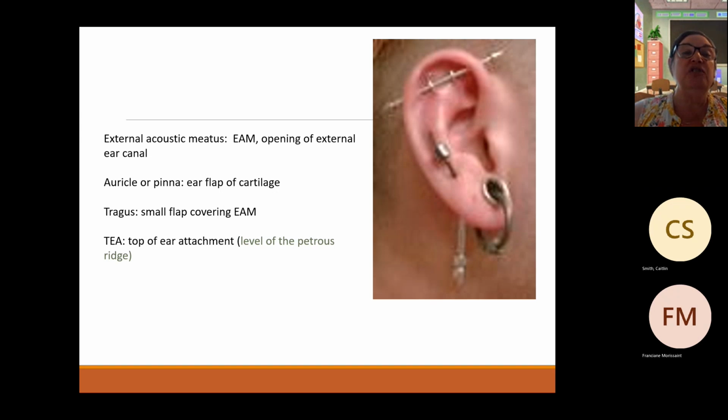Now, the external acoustic meatus is that opening of the ear canal. The auricle of the pinna is just the flap of the ear. The tragus is this part here that almost covers the EAM. And right here is the top of the ear attachment. And that is where the level of the petrous ridge is located.